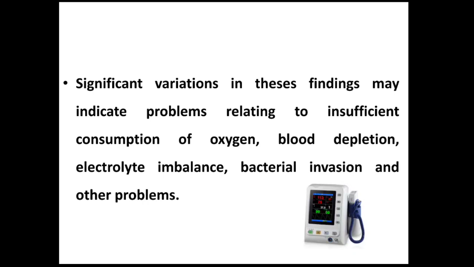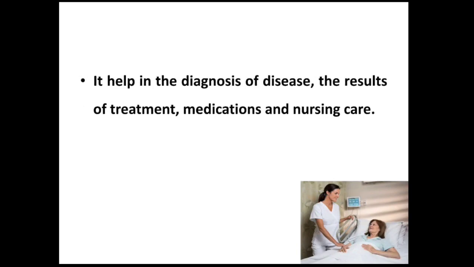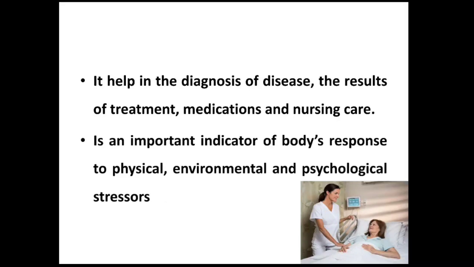If there are any significant variations in the vital signs or in this baseline data, it can be due to problems like insufficient oxygen consumption, blood depletion, electrolyte imbalance, bacterial invasion or any other problems. So this can be identified by assessing the vital signs. It also helps in the diagnosis of the disease, the result of the treatment, medication and nursing care. It is an important indicator of the body's response to physical, environmental and psychological stresses.